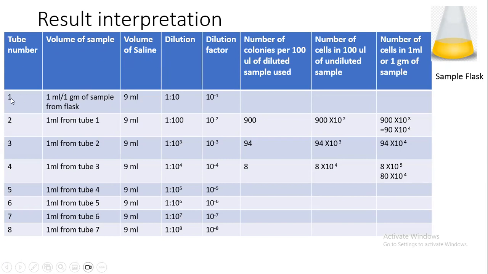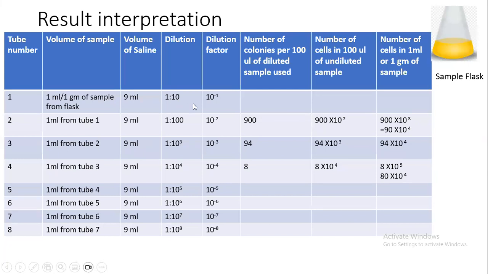So for example, in the first tube, you are taking 1 ml of a sample from the flask and you are taking 9 ml of the sterile saline. So here, since you are mixing 1 ml with 9 ml, after mixing the total volume is going to be 10 ml. So the dilution factor becomes 10 to the power minus 1, or you can say the dilution is 1 to 10 times.